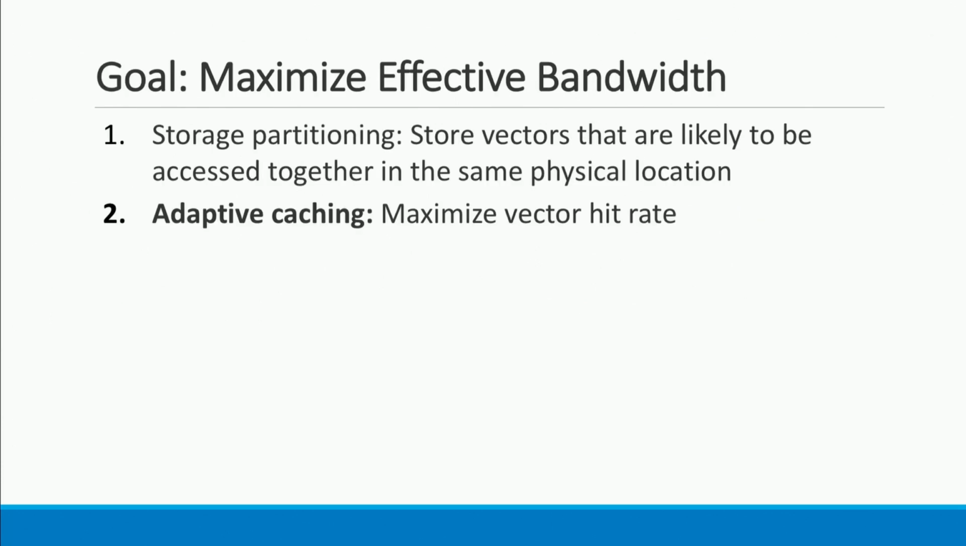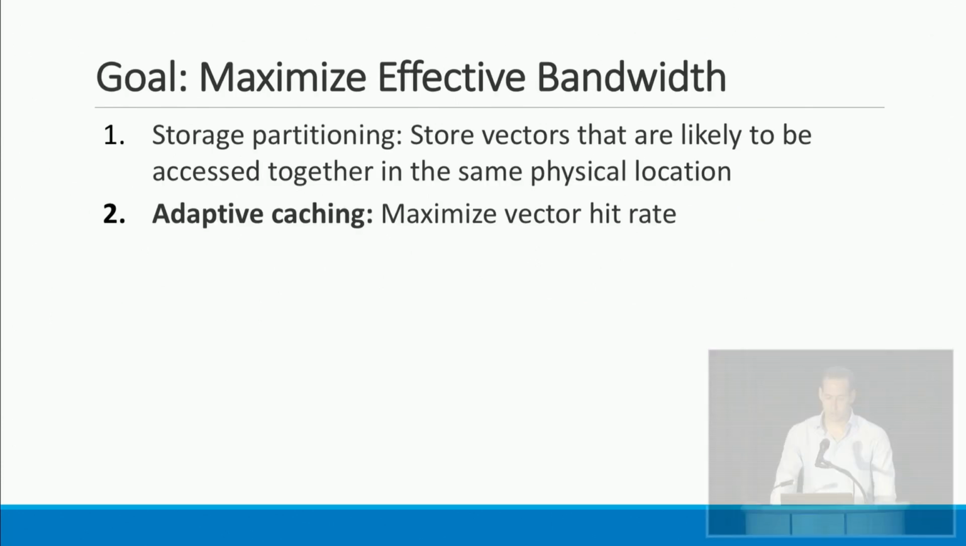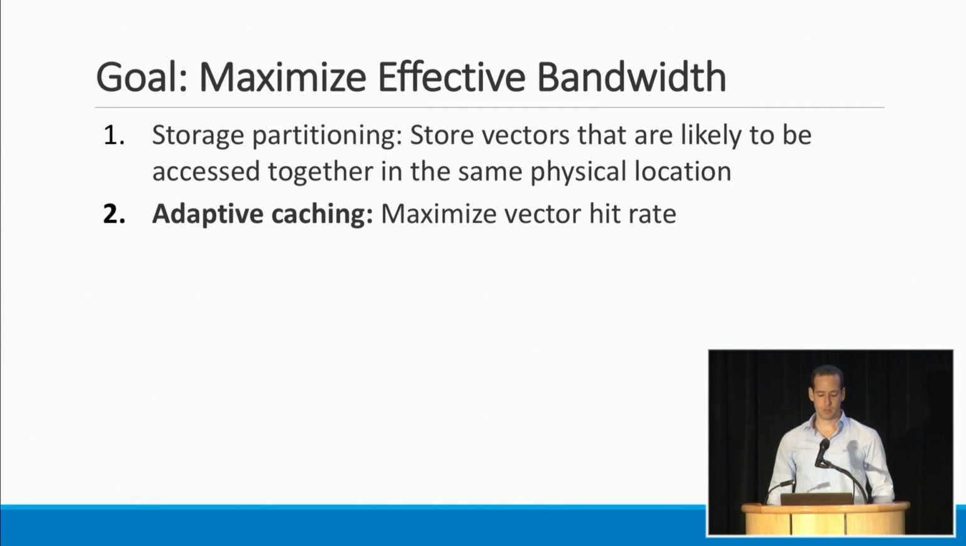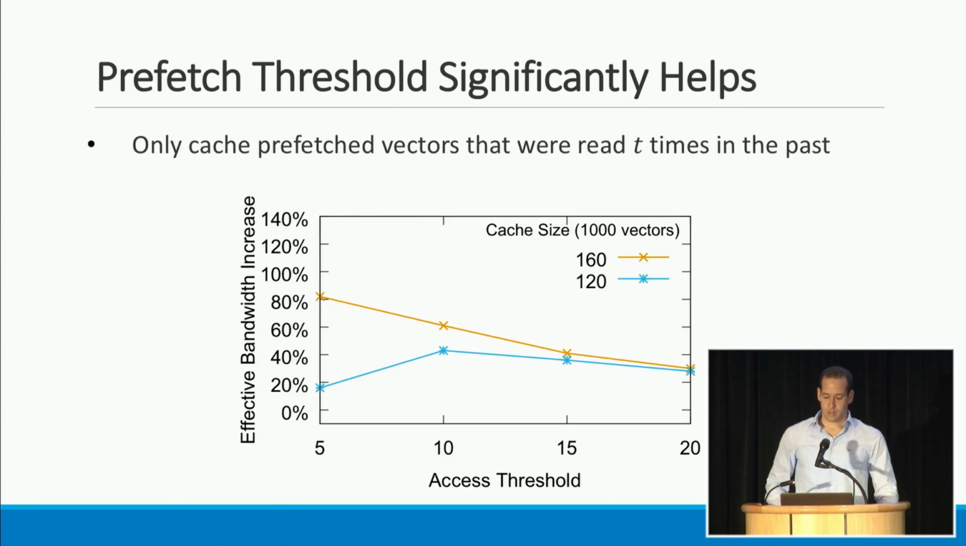So that brings us to the second goal, which is to design an effective cache policy that can maximize the vector hit rate in the DRAM cache. We tried several techniques in the paper, and the one technique that had the biggest impact is setting a threshold on prefetch vectors, or in other words, to only cache prefetch vectors that were read 3 times in the past.